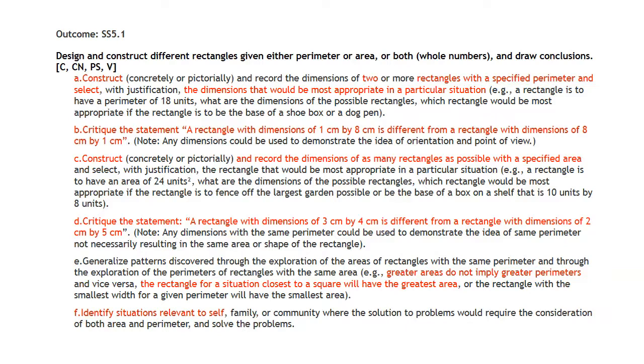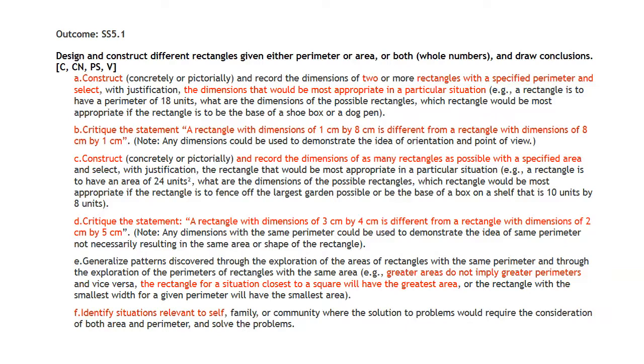Next one says, critique the statement that a rectangle of 1 by 8 is different than a rectangle of 8 by 1. And we'll have a look at that in a minute too. The third one, construct, either concretely or pictorially, record the dimensions of as many rectangles as possible with a specified area. And I'm going to do an example that has 24 square units in it, and we'll show you how many different ones we can make out of that.